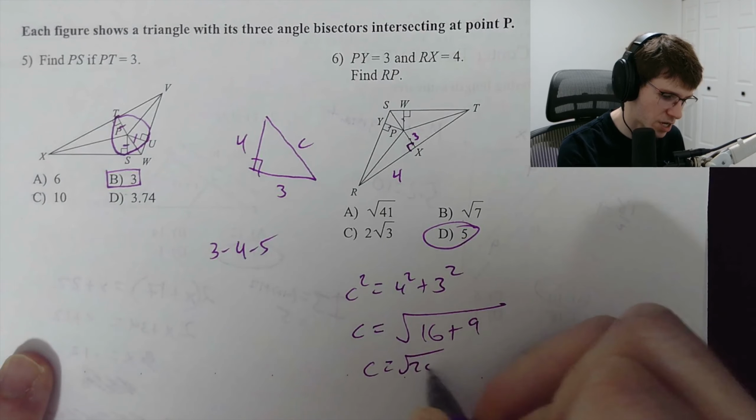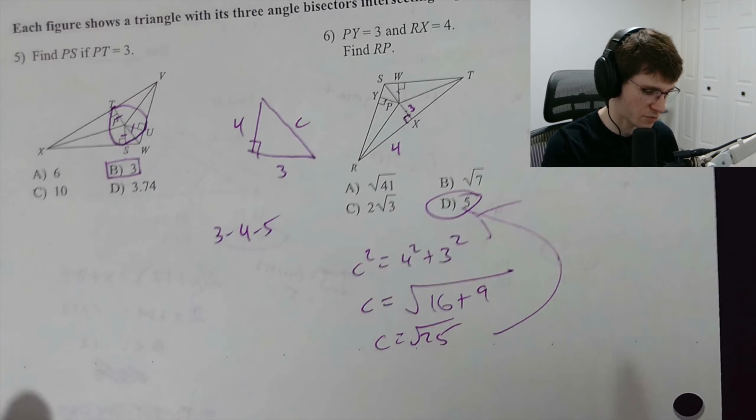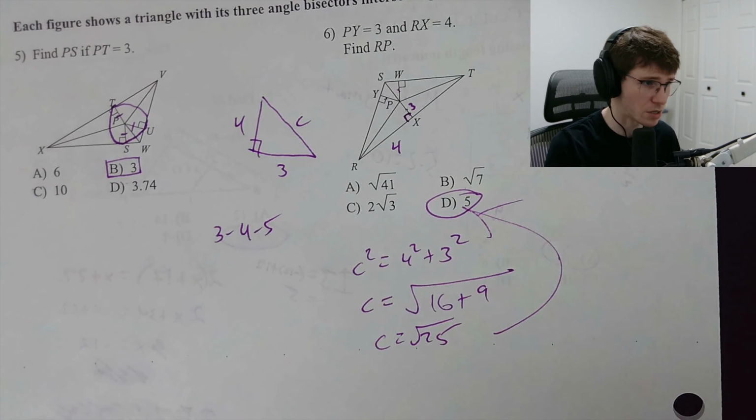C is the square root of 25, and you get that same 5 answer either way, but I recommend that 3, 4, 5 triangle being memorized. Let's move on to our next question.